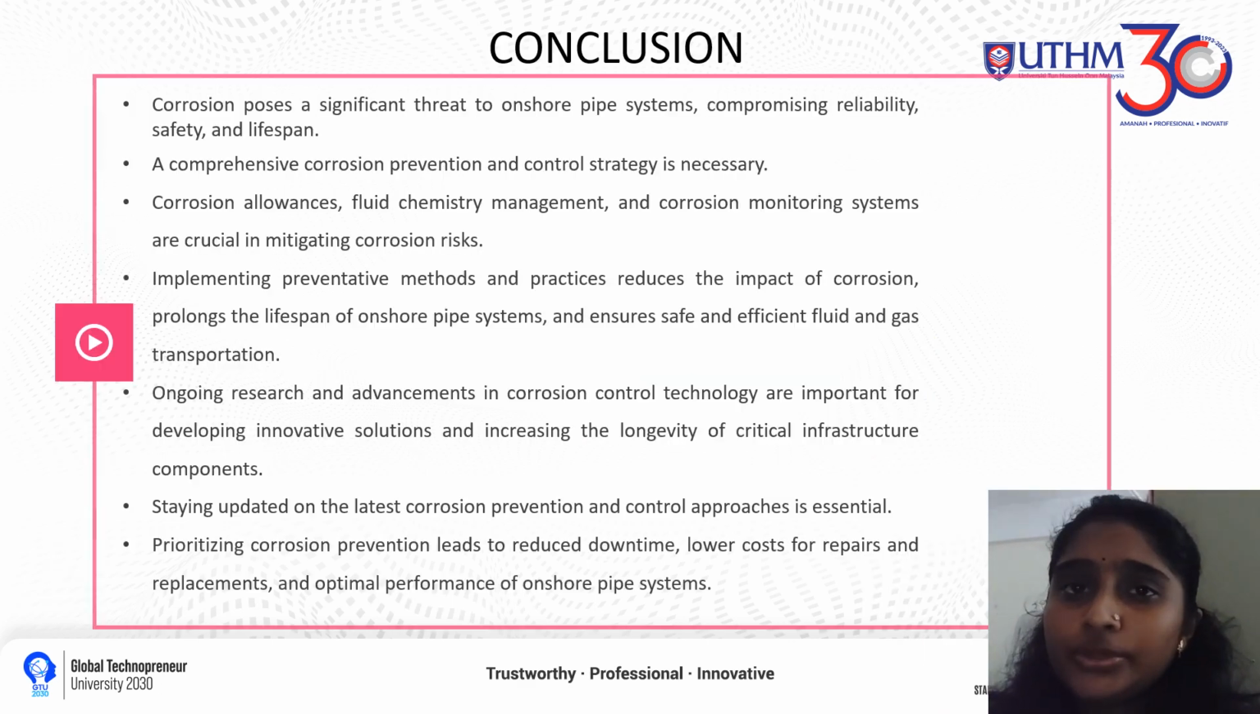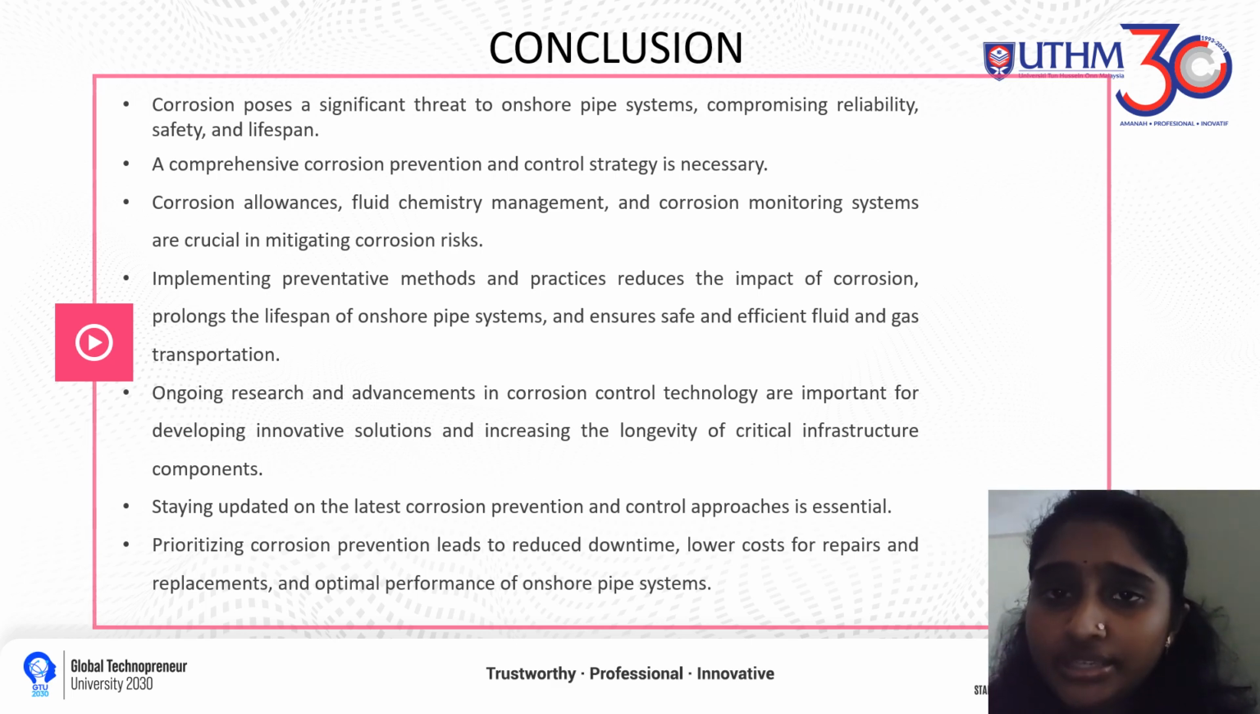Conclusion. Corrosion poses a significant threat to onshore pipe systems, compromising reliability, safety, and lifespan. A comprehensive corrosion prevention and control strategy is necessary, including the use of corrosion-resistant materials, protective coatings, cathodic protection systems, corrosion inhibitors, and regular inspection and maintenance. Corrosion allowances, fluid chemistry management, and corrosion monitoring systems are crucial in mitigating corrosion risk.